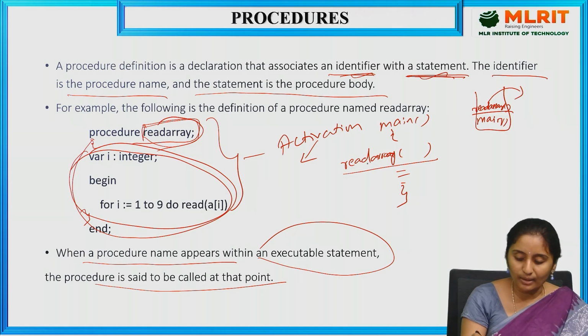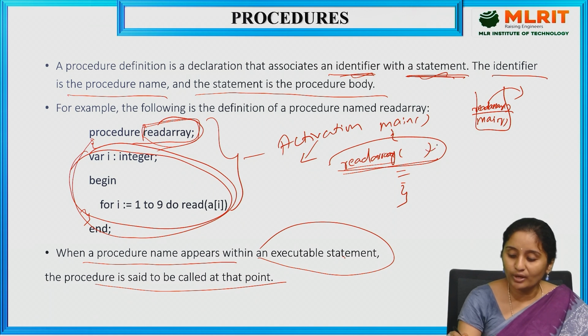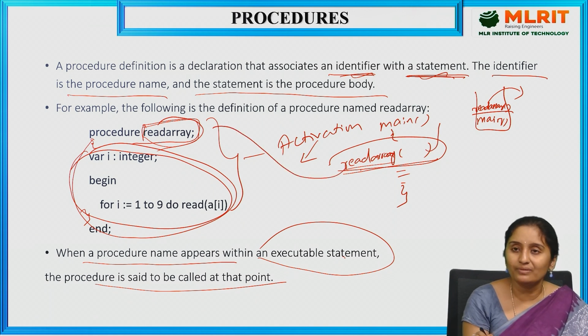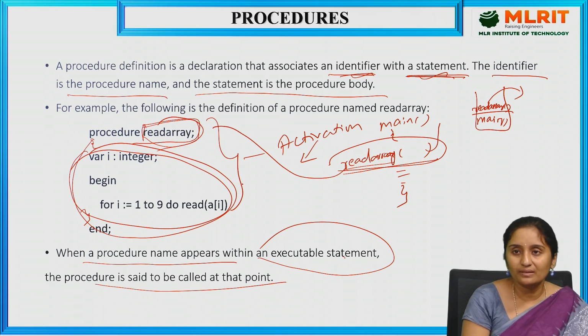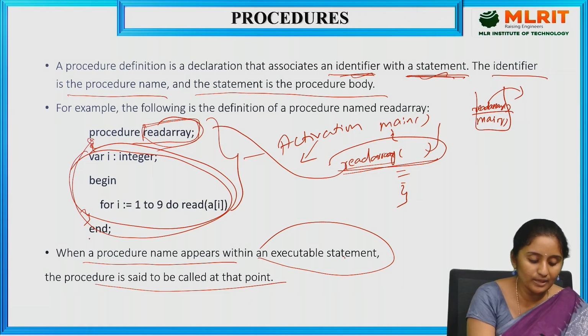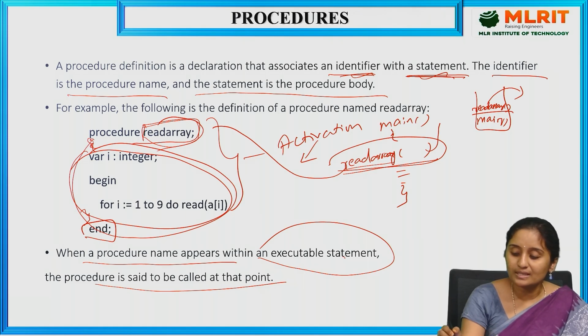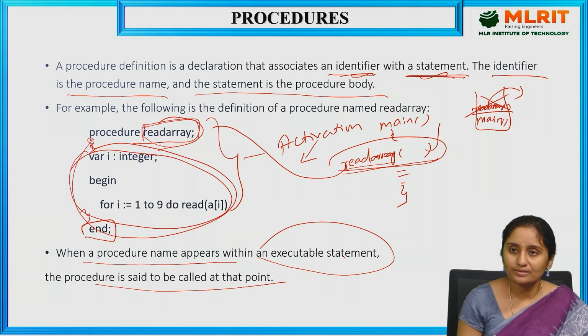When the program execution starts and the procedure name appears within an executable statement, the procedure is said to be called. So we call this procedure, where I have the definition of read array, and then it executes this program. So the lifetime of this procedure will be within that execution. Once I complete reading from open brace to end, the execution is completed and it is deleted from the stack, popped out from the stack. So a procedure consists of an identifier and a statement.